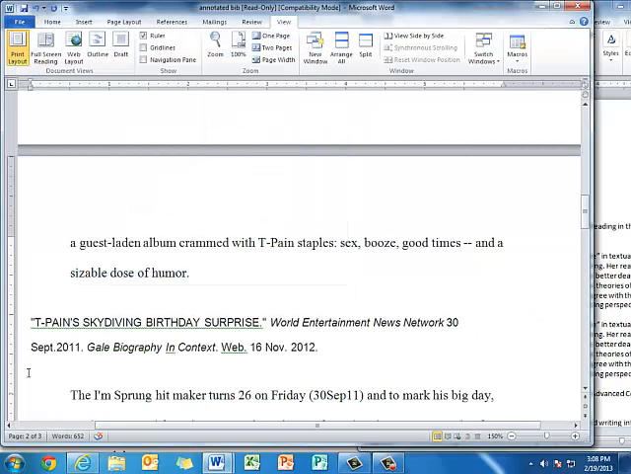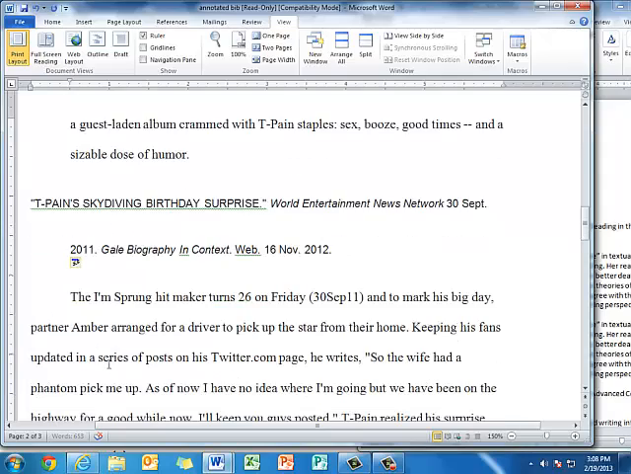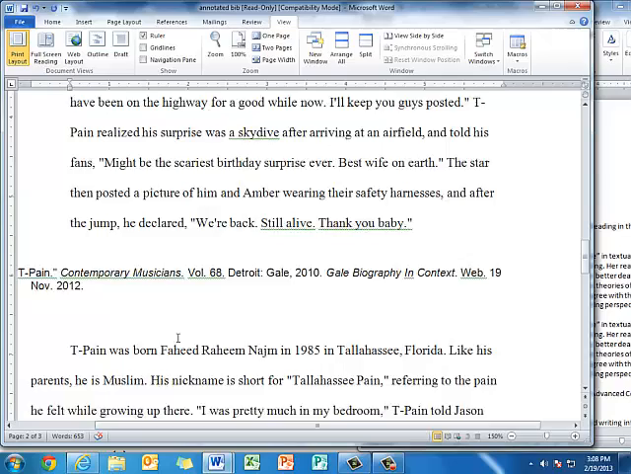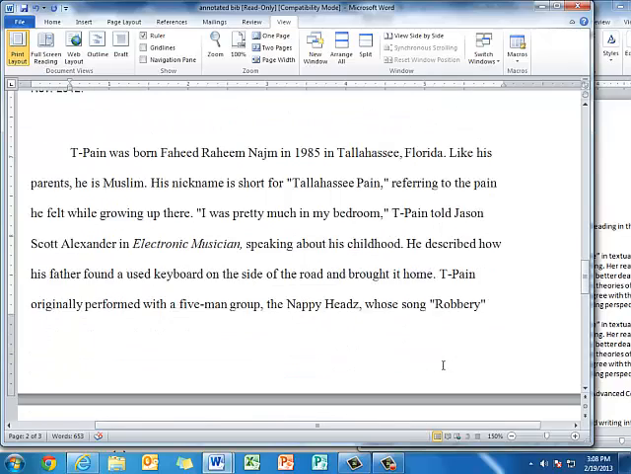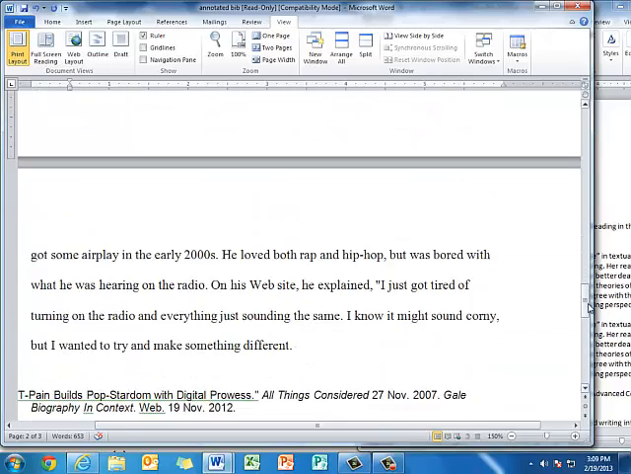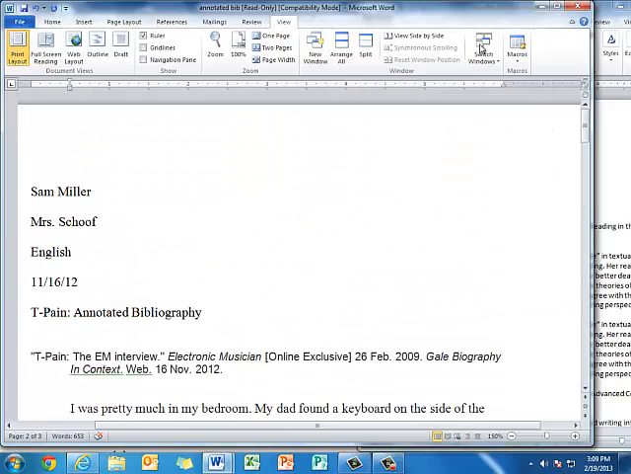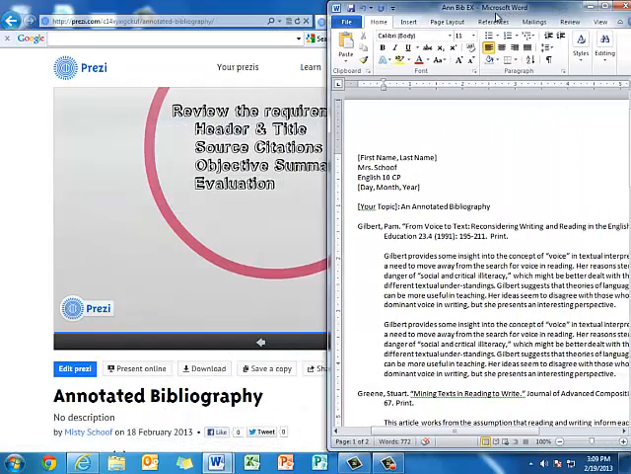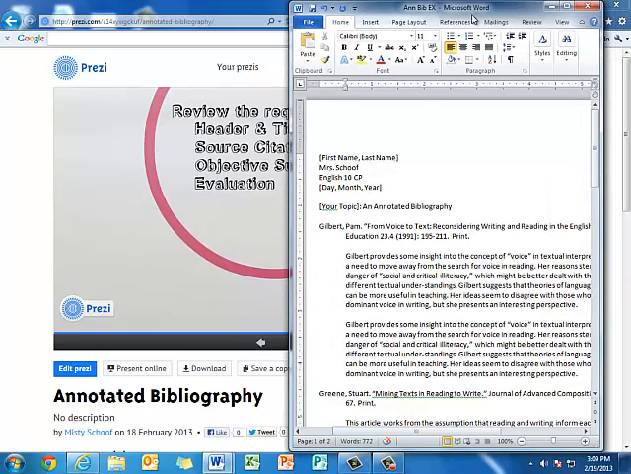So hopefully you saw some things that were wrong with this annotated bibliography, and hopefully you won't make the same mistakes when you are making yours. If you have any questions about the requirements for your annotated bibliography, please make sure that you talk to your teacher and get all of your questions clarified so that way you can do your very best. Good luck.